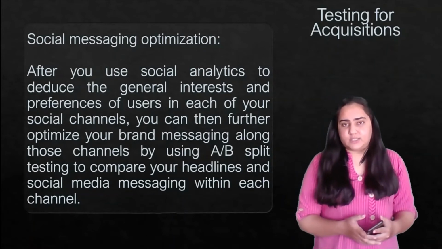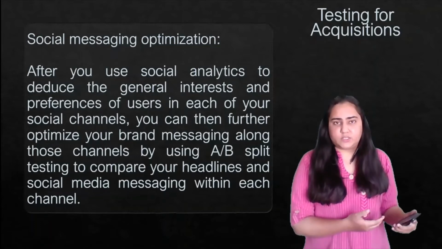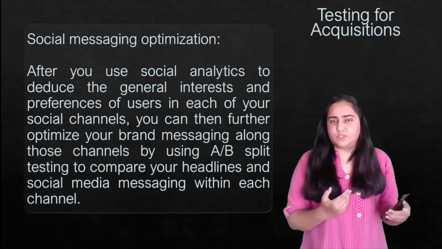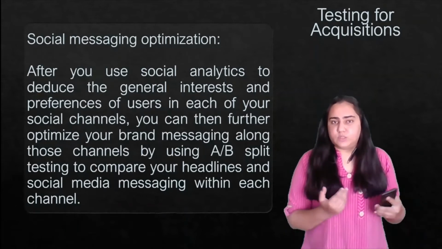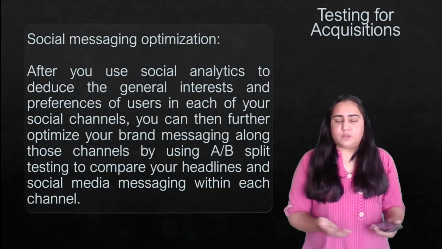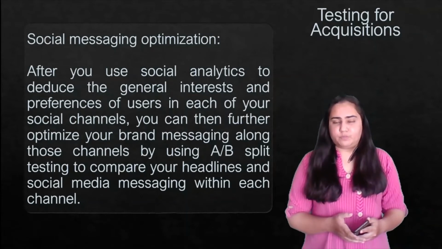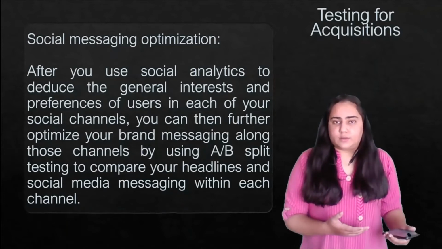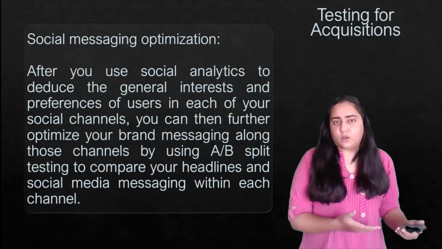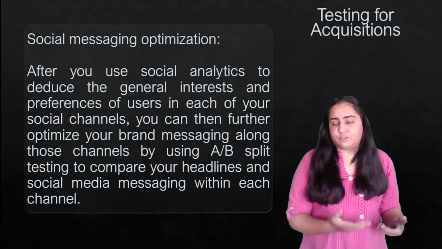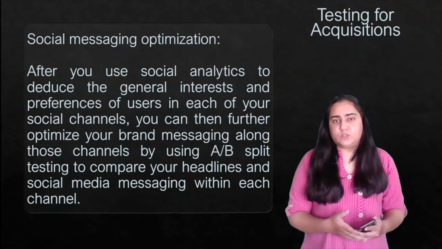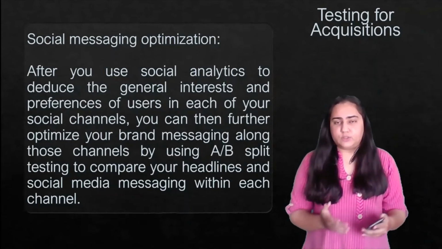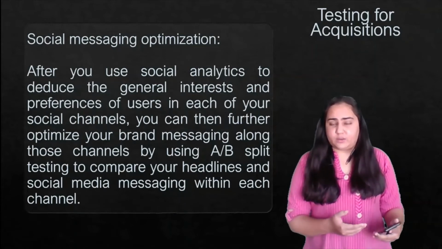So you could use A/B split testing because social analytics is a part of web analytics that allows you to understand your audience's interests. Once you know that your audience is interested in a particular area, you would start posting things related to that area. So if you find that people on Twitter are most interested in gadgets and electronics, you'd start posting about the electronics that your e-commerce is selling on Twitter. After doing that, you would want to know if that is actually working, if that is optimizing your brand, if that is helping you to acquire more users. In that case, you would use A/B split testing to compare all the headlines and social media messaging which you are posting in each of your channels so that you would understand which of them is performing well and which of them is not.